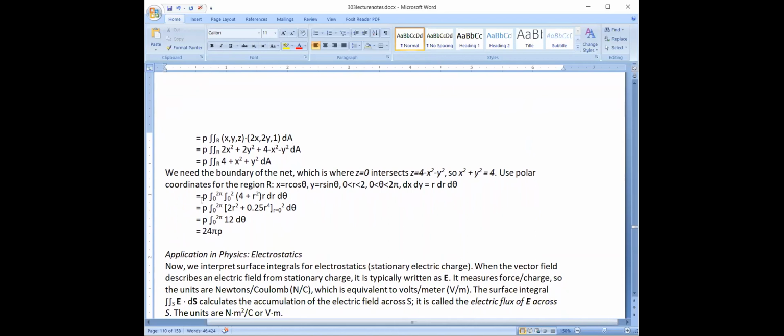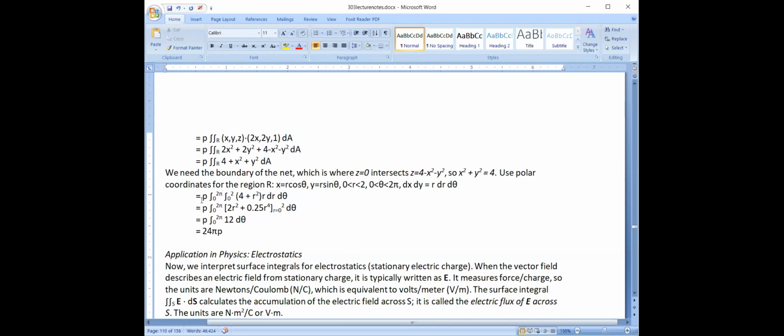So in this case, what does it mean? The vector field describes an electric field from stationary charge. It's typically written as capital E. This measures force per charge. So the units are newtons per coulomb, which is also equivalent to volts per meter.